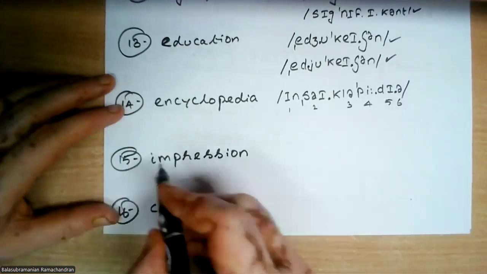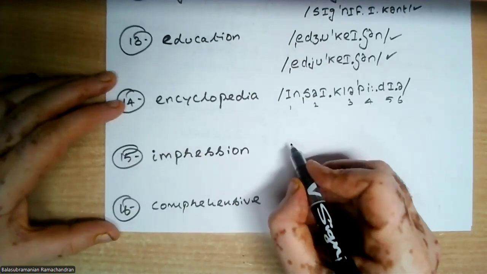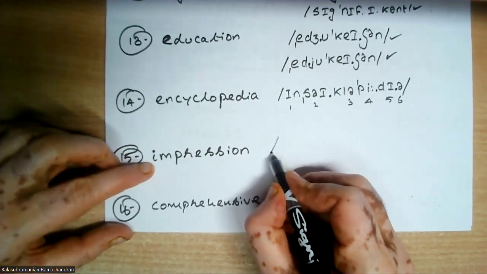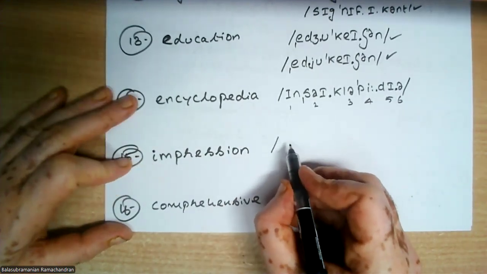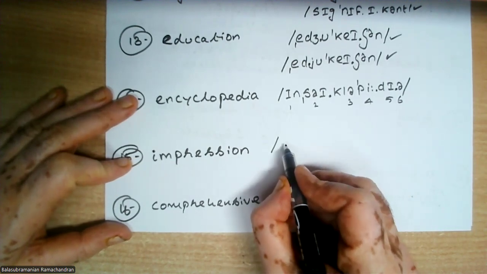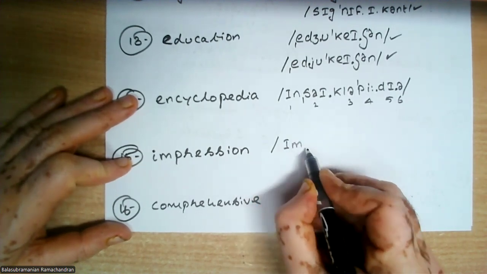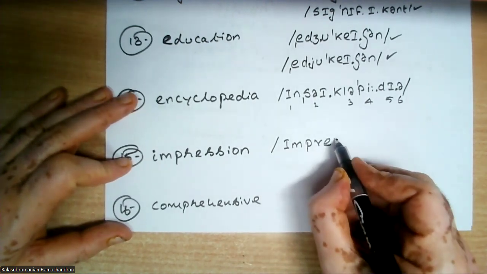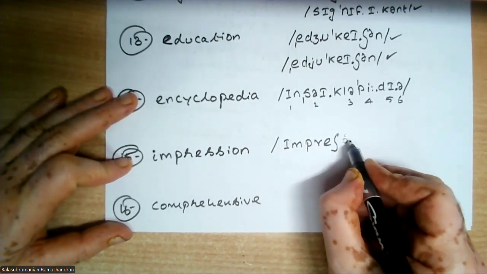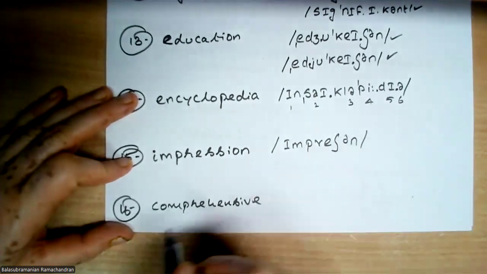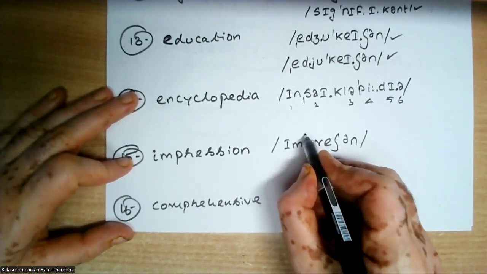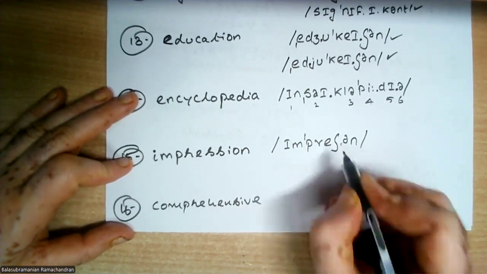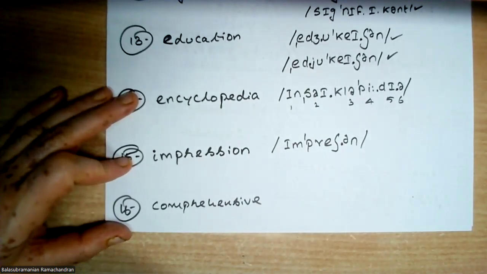IMPRESSION. Okay, so here we are, impression. Impression. There are 3 syllables.